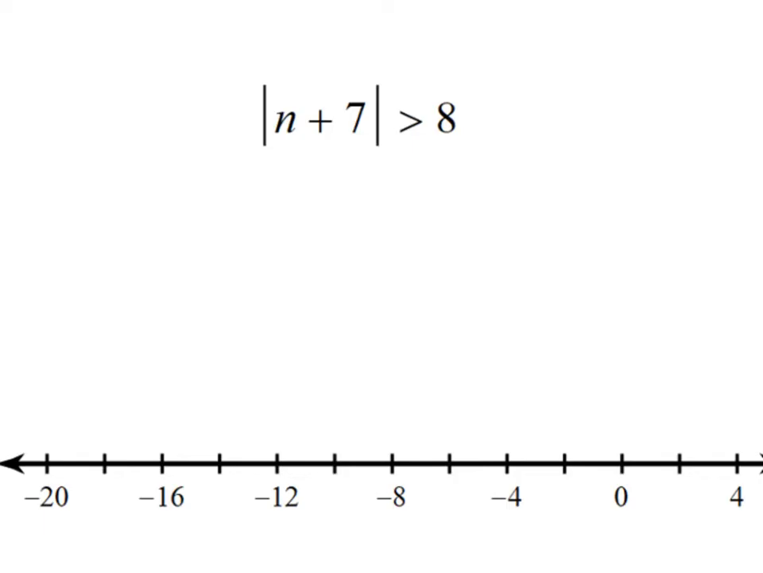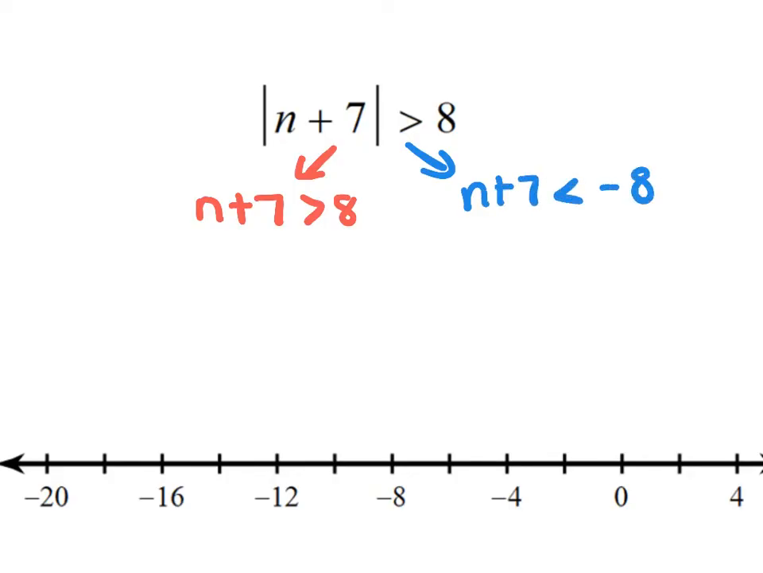For our next example, we're going to do the same thing. So we have the absolute value of n plus 7 is greater than 8. So we have n plus 7 is greater than 8, because we just rewrite it without the absolute value sign. Then on the other side, we take what's inside the absolute value, flip the sign, and make the other side negative. Now if I solve, I would subtract 7 from both sides. So you'd have n is greater than 1.